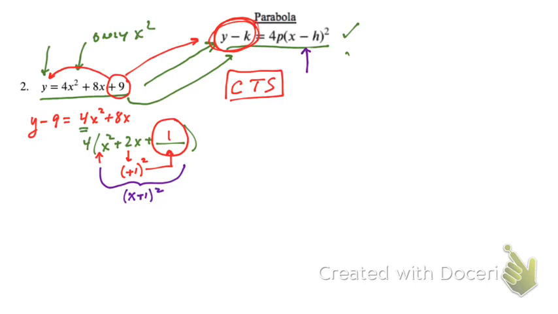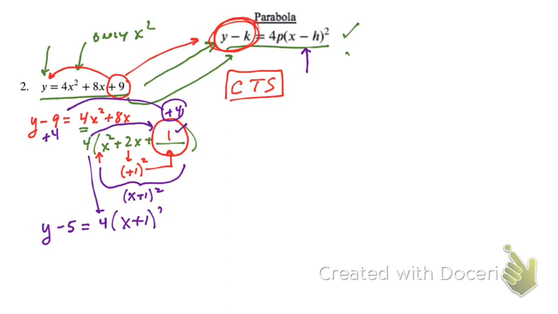All right. Now remember that this 1 came out of nowhere. It wasn't there. We put it in there. But did we just actually add 1? No, we actually added 4. So what do we do after we add 4 out of nowhere on the right-hand side? We have to come over here and add 4 on the left-hand side. And that gives us y minus 5 equals, what do we have? We have 4 times x plus 1 quantity squared.